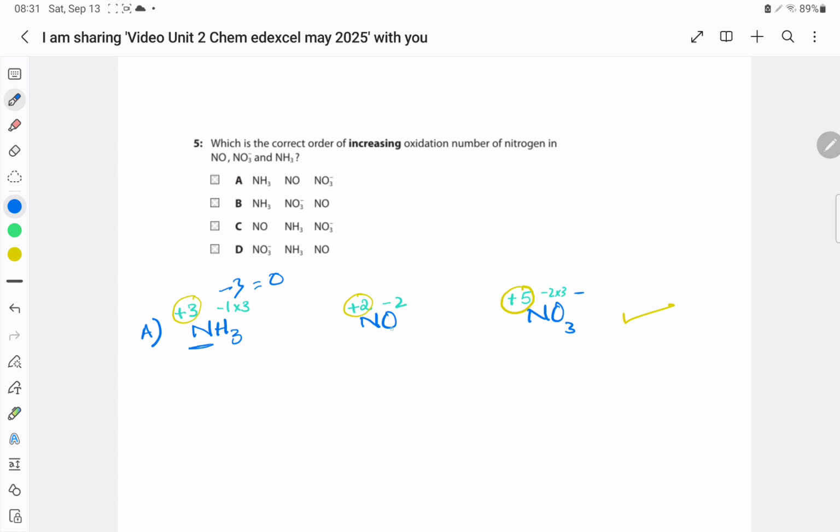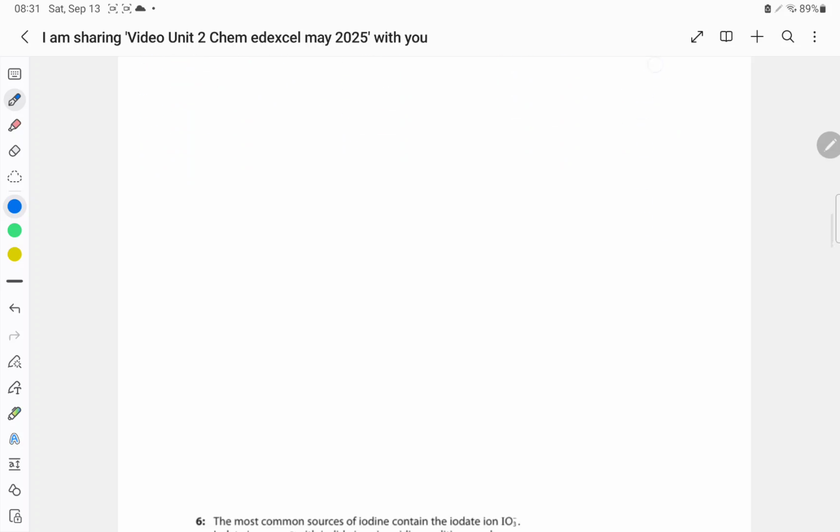And for nitrogen oxide, we know that the oxidation number of oxygen is minus 2, so here nitrogen becomes plus 2. Similarly, here we have already got minus 1 for oxygen. The overall ion is minus, so in order to get that, we have got plus 5 for nitrogen. So if you look, you don't need to solve the rest, because we got an increase in the oxidation number: plus 3, plus 2, and plus 5.